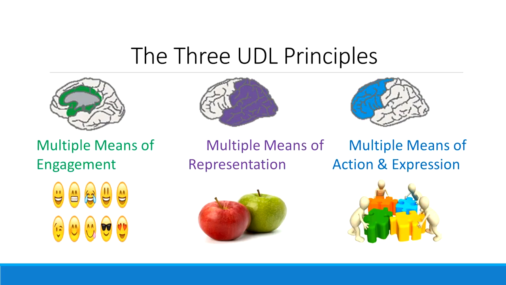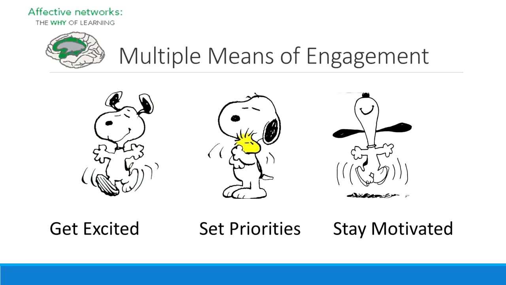So what does that look like as far as the principles of Universal Design for Learning? They found that when you impact these areas of the brain, you have to give multiple means of engagement, multiple means of representation, and multiple means of action and expression. And when you do that, learning increases. So what does that look like? What are multiple means of engagement?